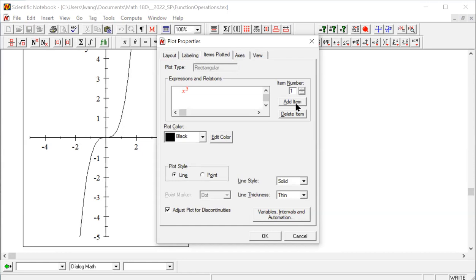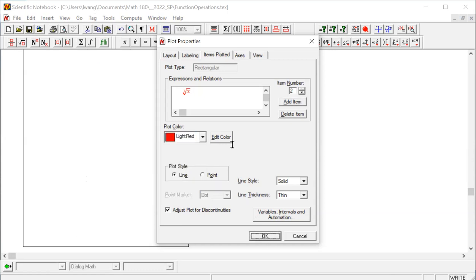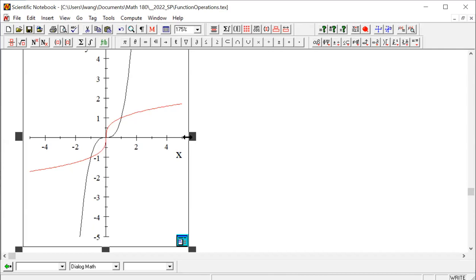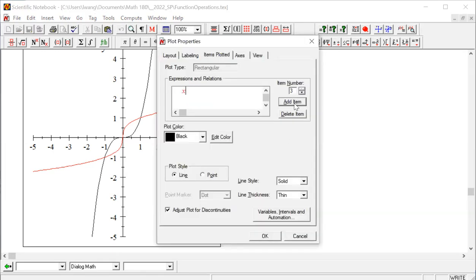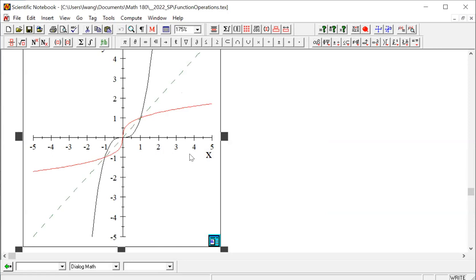Let's add the inverse. We have a different color for the inverse. Let's make it red, the inverse function. We've done two pairs of inverse functions, a function and its inverse, and we know there's a common feature. They are symmetrical along the line y equals x. We've done that.